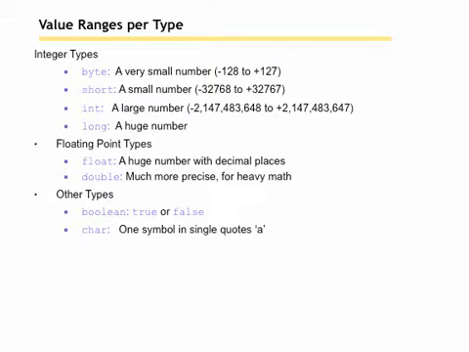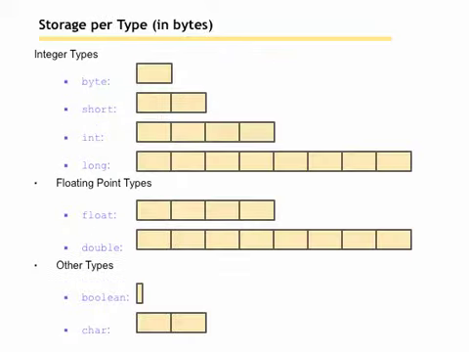And a char, also called a character, is one single character, in single quotes. That's how we know it's a single character. Here's another graphical example of how much space each one of those takes up in memory. Don't really need to be concerned with this. We'll be using int, double, Boolean, and char.